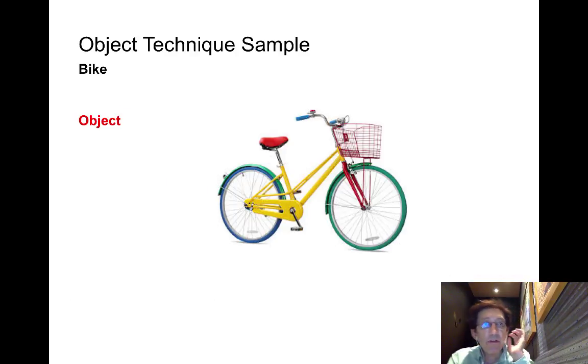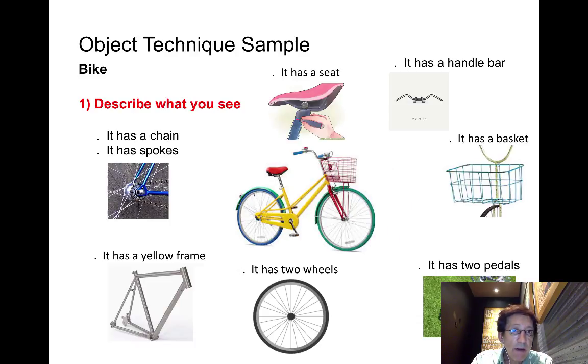Now go to page 8, and there's another sample, but this one's going to be a little bit more detailed. So the object is a bike, right? Go to page 9. Now what do you see?